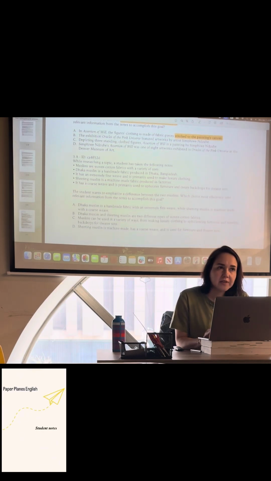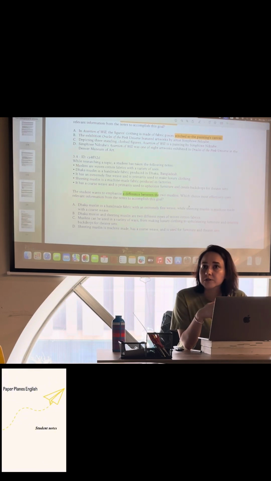There are some very repetitive questions about the student notes that, if you know how to answer them, will be a faster process for you. One of them is finding a difference between two things. Difference means what? It's not the same. We worked on transitions. Which transitions show difference? Which ones? Which transitions show difference?